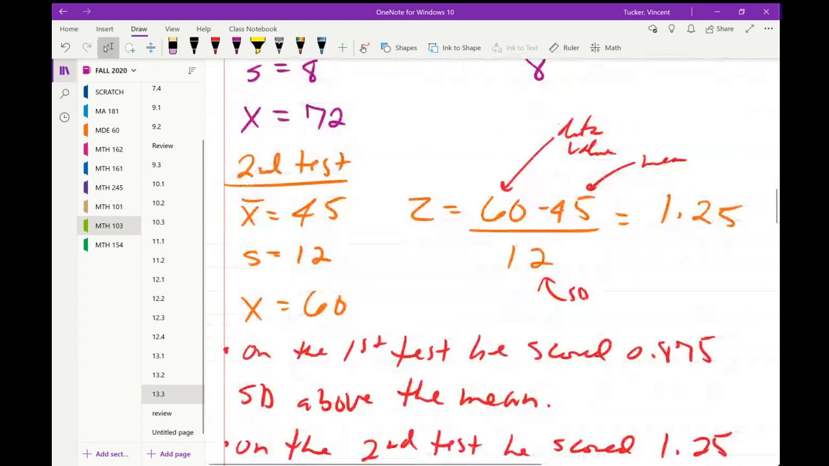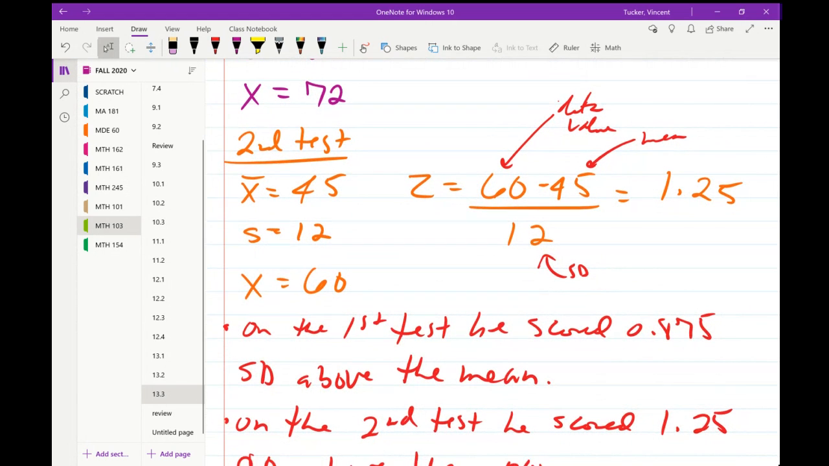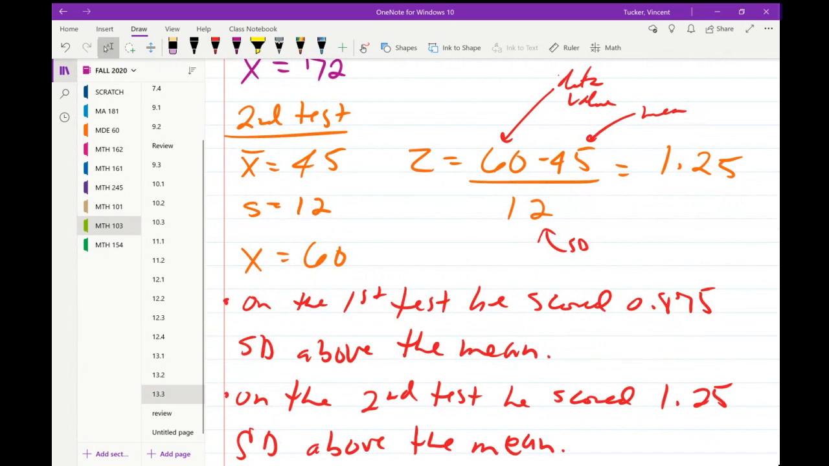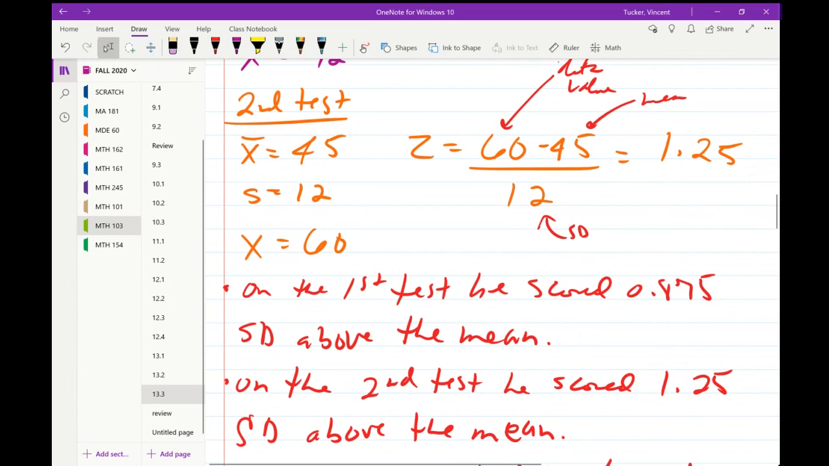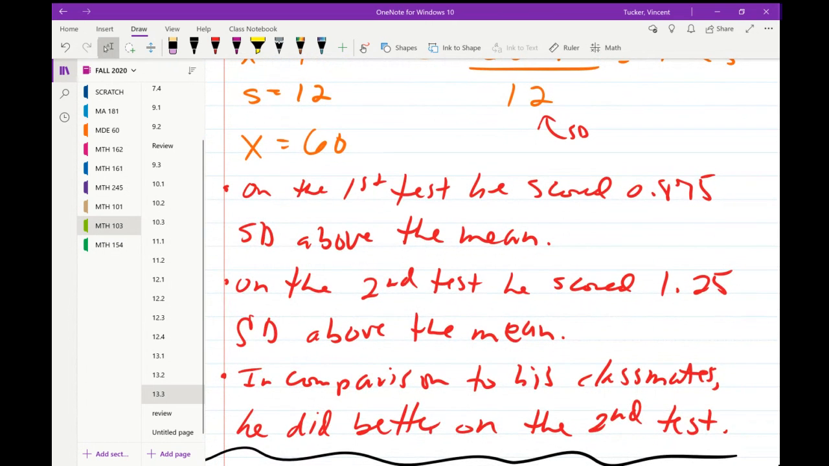All right, so the conclusion. On the first test, he scored 0.875 standard deviations above the mean. Remember, it's positive, so that means it's above the mean. On the second test, he scored 1.25 standard deviations above the mean. So in comparison to his classmates, he did better on the second test, even though he scored a 60. But the key phrase there is comparison, in comparison to his classmates.